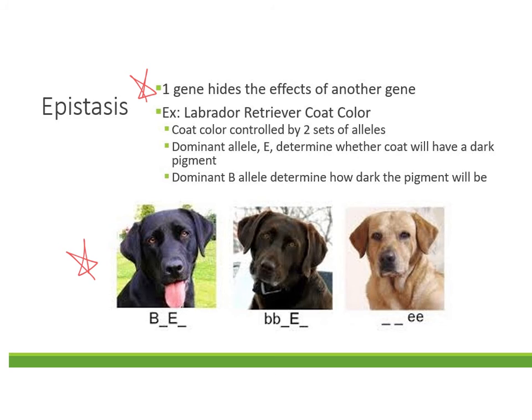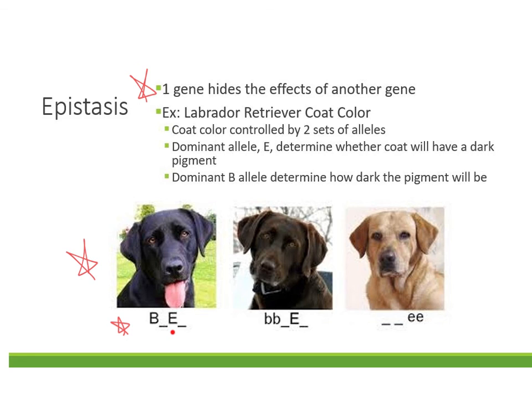Of course you don't have to draw the dogs, but I write black lab, chocolate lab, yellow lab, and put their genotype there. So how a Labrador retriever coat color works is there's two different sets of alleles to determine their coat color. The first allele we look at just determines if the dog is going to have dark pigment or no dark pigment. That first allele, the dominant allele, is just given the letter E. So if a dog has at least one capital E, then it's going to have a dark pigment.